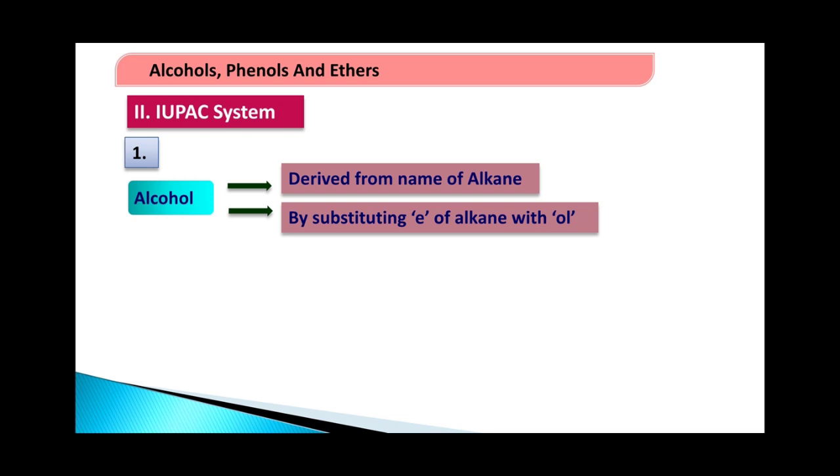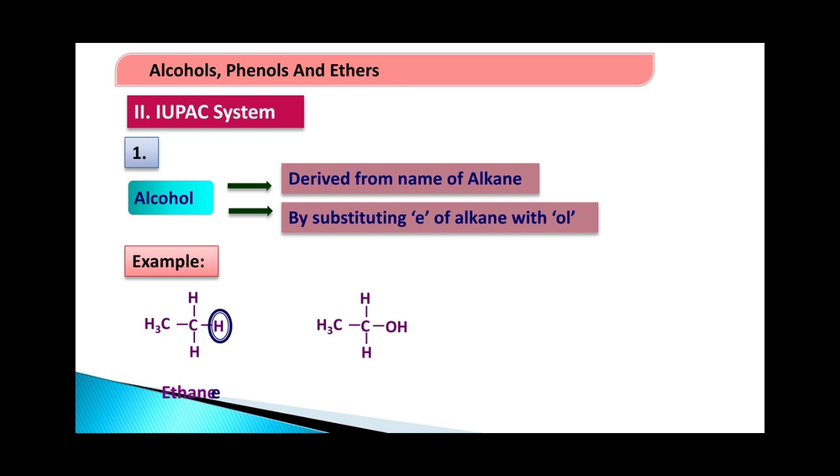Let us take one simple example. Here we have taken the ethane molecule. In ethane, when one hydrogen is substituted by OH, we are going to get the alcohol. But how are we going to write it? Ethane plus OL. Since E and O of OL are continuous, we have to skip the E, and the name goes like this: ethanol.